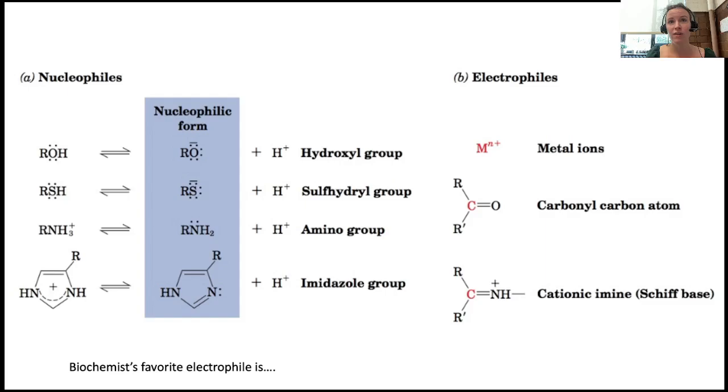The most common electrophile that we are going to see in biochemistry is going to be the thing that looks like a carbonyl carbon. Either it's a carbonyl, maybe it's an amine, maybe it's a metal ion. But for the sake of this class, really things that look like carbonyl carbons.